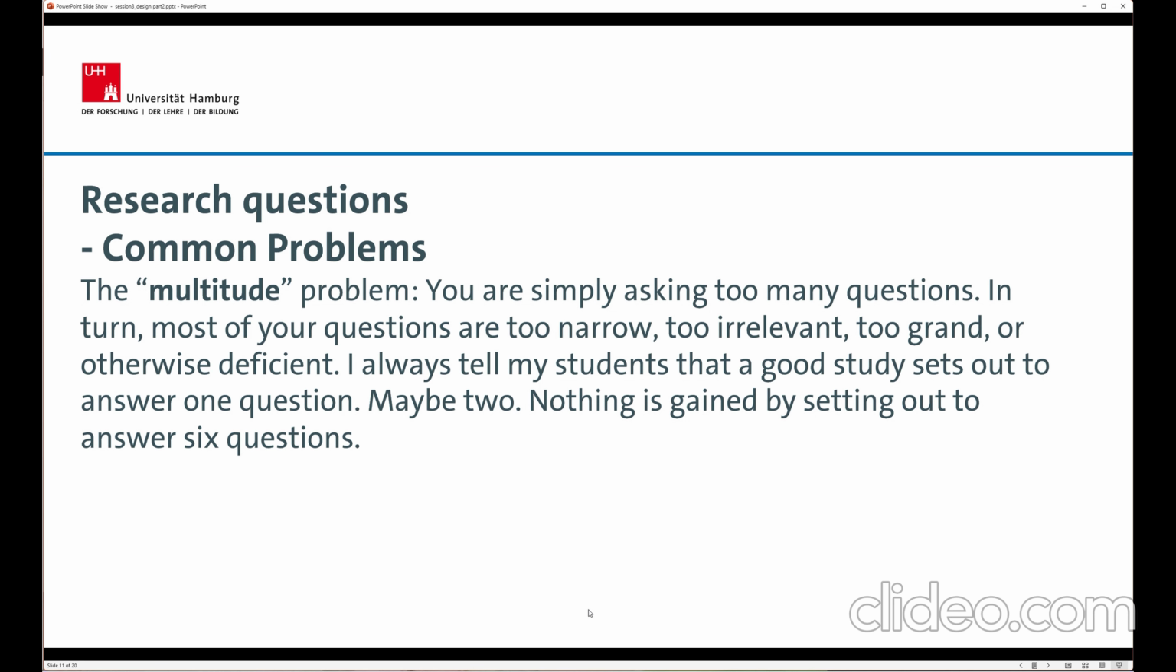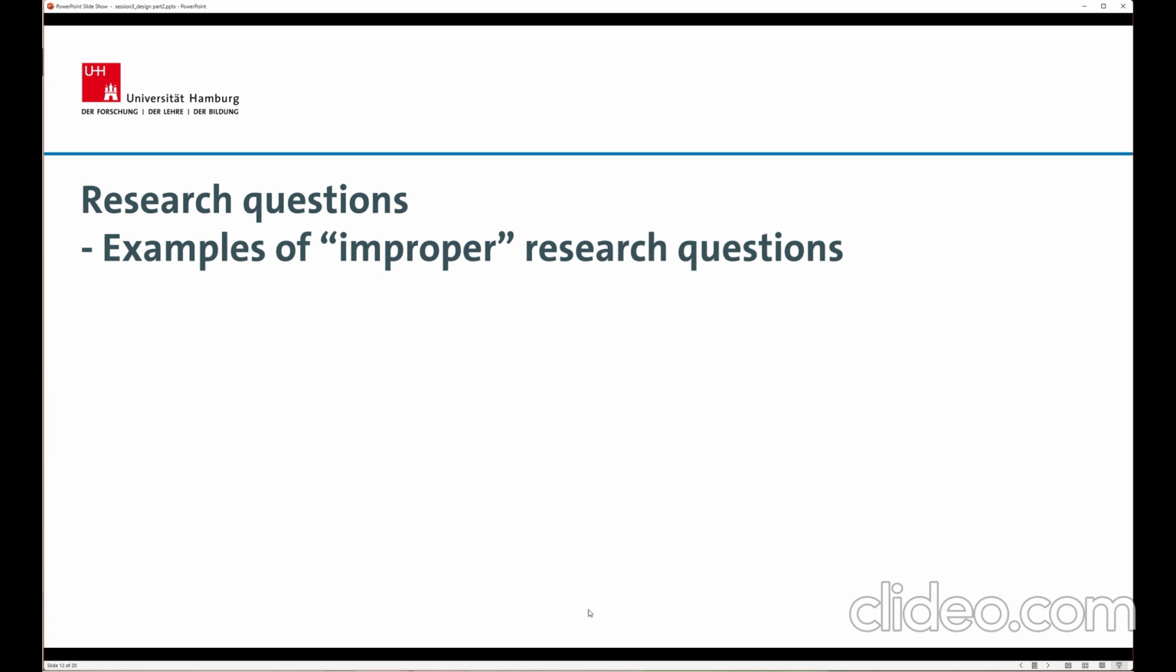For some reason, many students think they have to have at least 3 research questions, or even up to 6 or something like this. And that is not good practice, because all you need to do is answer one question. And maybe in a very grand thesis that has multiple studies in it, you can answer 2 or 3 questions, but you can't gain anything by answering 6 questions.